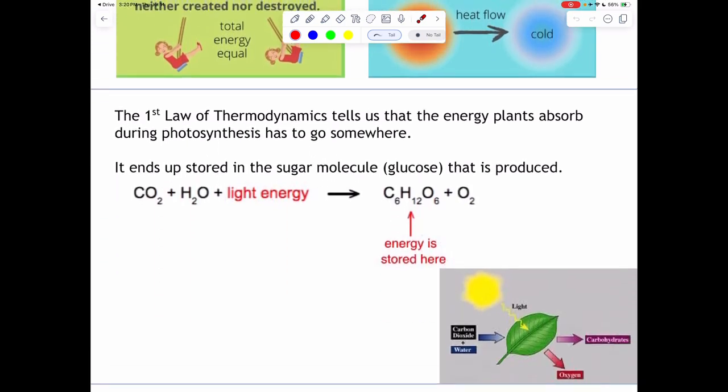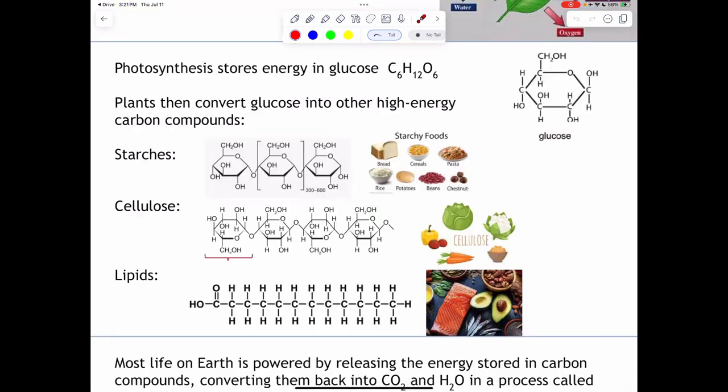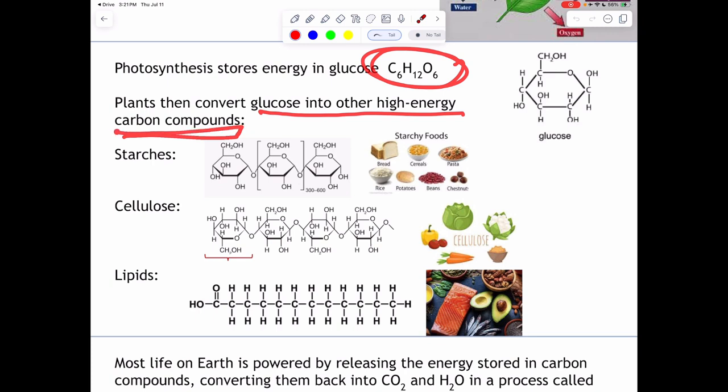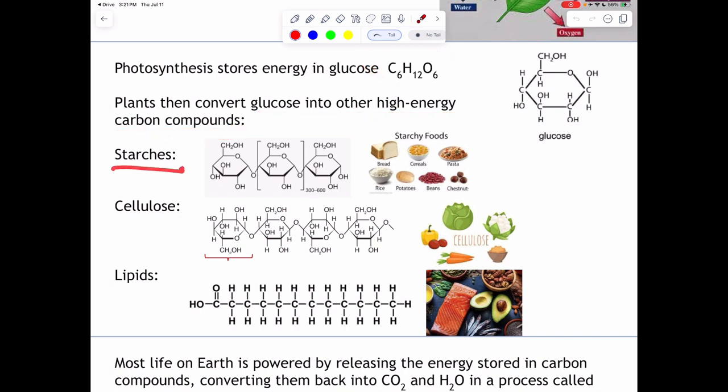The first law of thermodynamics tells us that the energy that the plants absorb during photosynthesis must go somewhere. And in this case, it's going to go from light energy into chemical energy that's stored in the bonds of this glucose molecule here. So plants can store this energy as glucose initially, but then they're going to convert this glucose into other carbon compounds. These other carbon compounds allow them to store it as starches, as cellulose, or as lipids.